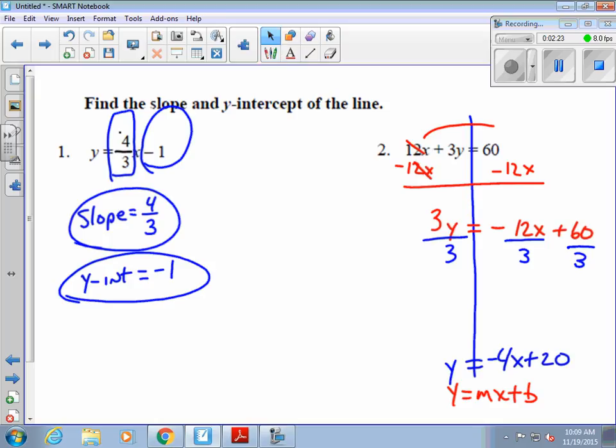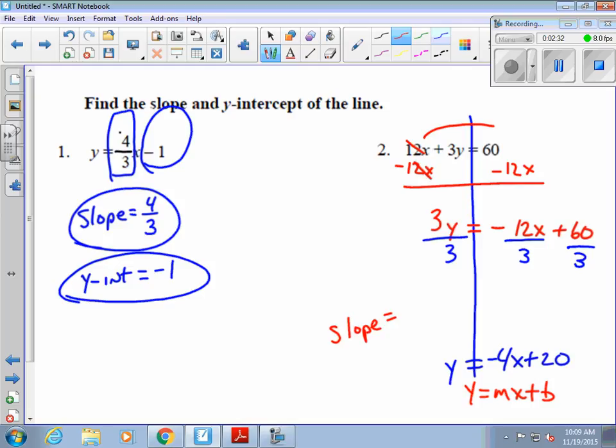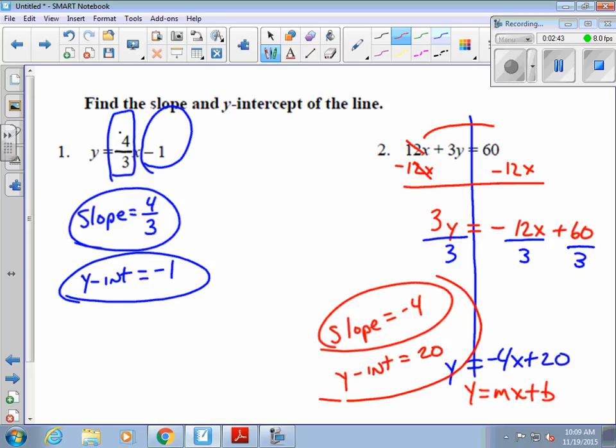Again, comparing y equals mx plus b to it, your m value, or your slope in this case, is negative 4. Your b value, or your y-intercept, is positive 20. So there's your slope and your y-intercept. y equals mx plus b.